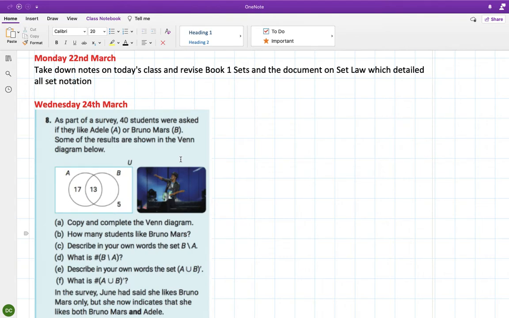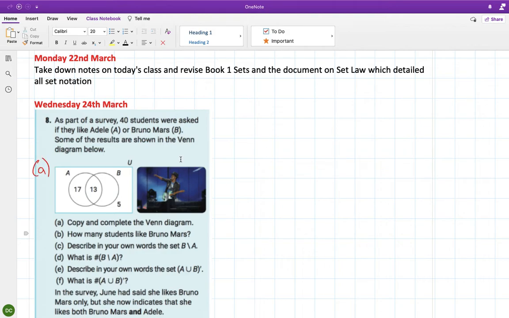Okay. So, as part of a survey, 40 students were asked if they liked Adele or Bruno Mars. So Adele A, Bruno Mars B. Some of the results are shown in the Venn diagram. Copy and complete the Venn diagram. I'm not going to copy it, I'm just going to complete it. So we make this part A.